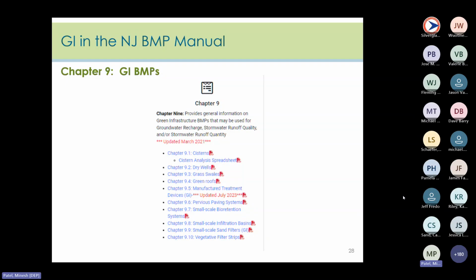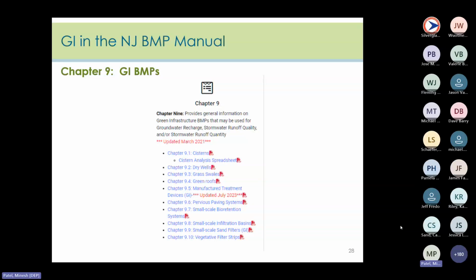So they are cisterns, dry wells, grass swales, green roofs, green infrastructure MTDs, pervious paving systems, small scale bioretention systems, small scale filtration basins, small scale GI sand filters, and vegetative filter strips. Some of the BMPs cannot receive runoff from motor vehicle surfaces, and therefore they do not address water quality, such as cisterns and green roofs. Others don't offset the discharge of stormwater runoff from the 2, 10 and 100-year design storm, so they cannot meet the quantity control requirement, such as a dry well.